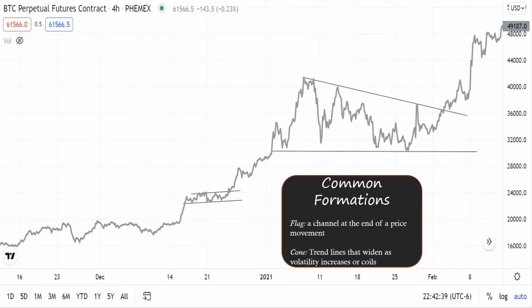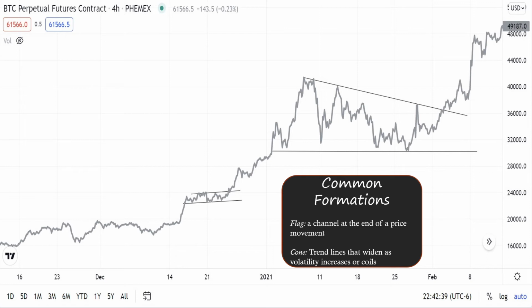Some other common formations are a flag. It's a channel at the end of a price movement. You can see that it goes up. You look at December 14th, 2020. This is the Bitcoin price. It jumps up. It moves into a channel sideways, but it's in an ascending channel, so we say, oh, this is a bullish flag, and then it eventually breaks above the channel.